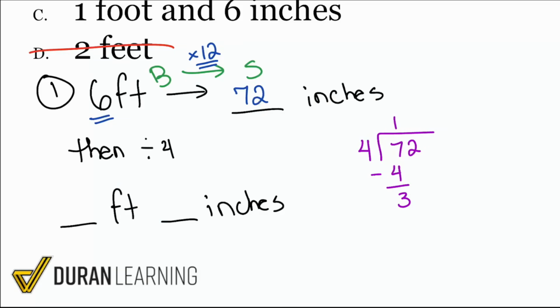Then we'll continue by dropping that 2. And we'll ask ourselves, how many times does 4 go into 32? And that'll be 8 times right there. Right on, everybody. So now that we have this, we know that the cut for each piece is 18 inches. Great. We have that right there. So it equals 18 inches. But we need to turn this into not just inches, but feet and inches together.